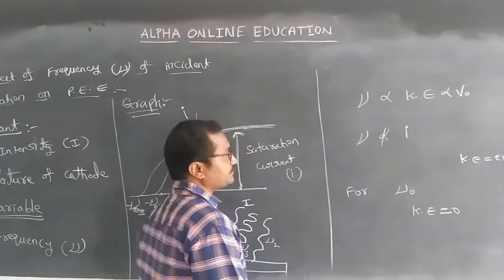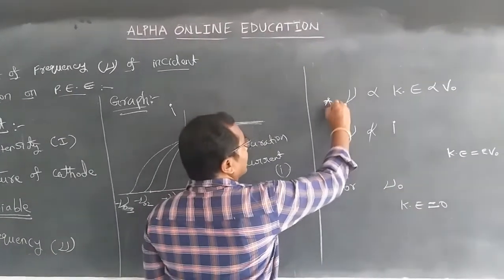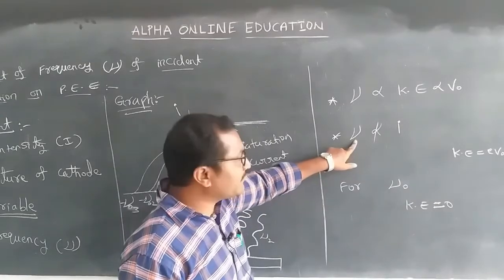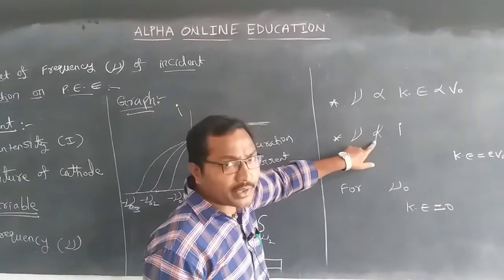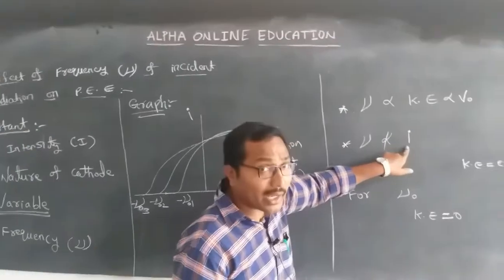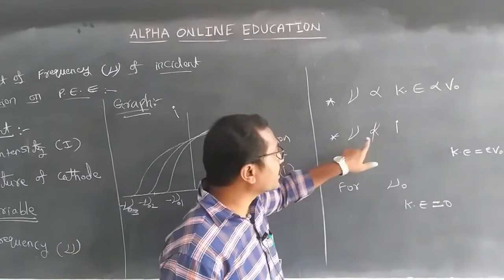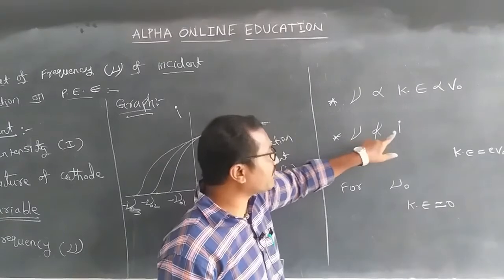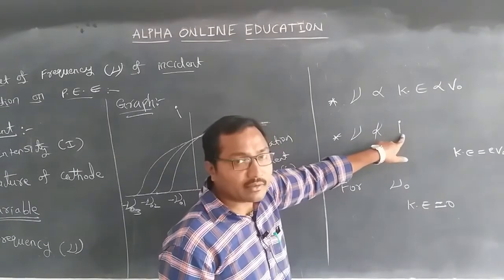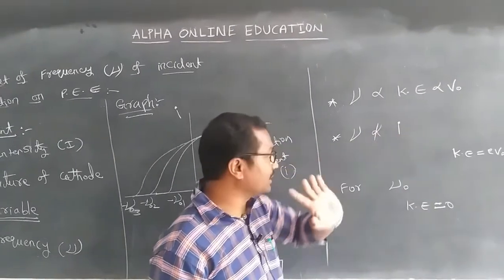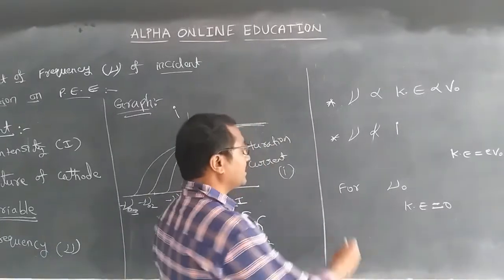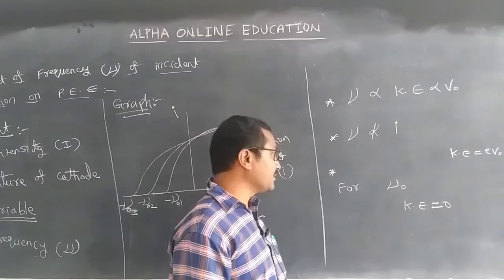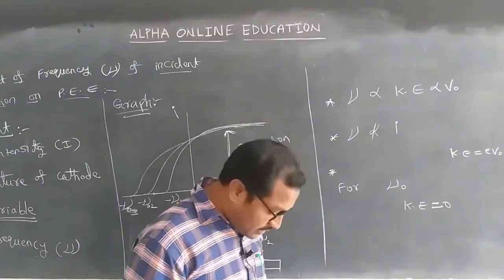The next case. This incident frequency is not going to affect the photoelectric current. The frequency of incident radiation is not going to affect the photoelectric current.